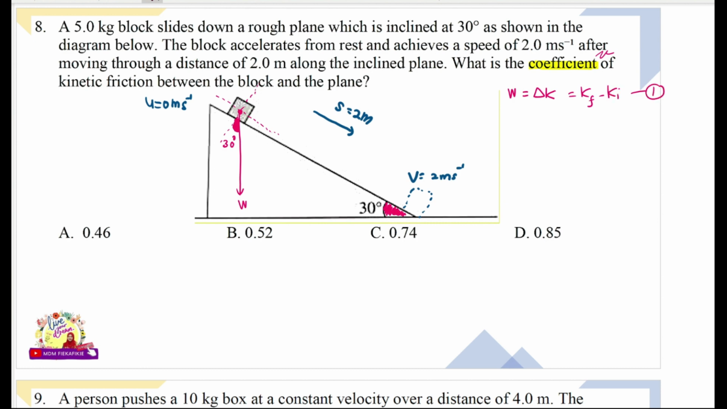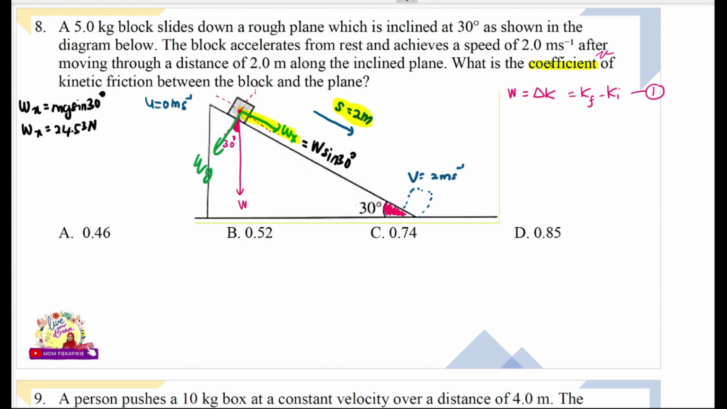Ini equation number 1. Dalam masa yang sama, dia bagi nilai S. Dan kita tahu objek tu boleh turun ke bawah disebabkan berat dia. So kalau saya resolve ini, saya akan dapat Wy dan Wx, di mana direction of Wx ini sama dengan direction of S. Wx is equal to W sin 30 degree, Wy adalah W cos 30 degree. Kira asing. Wx tadi mg sin 30 degree. M dia dah bagi. So Wx saya dapat 24.53 Newton.